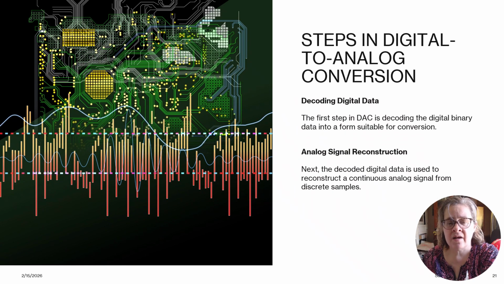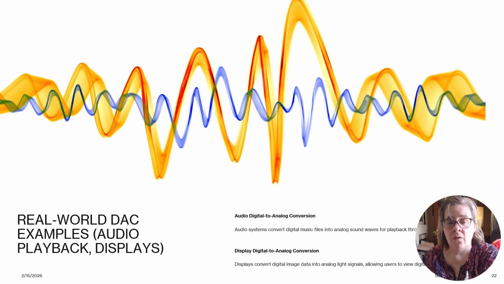The DAC process involves decoding digital data followed by reconstructing a continuous analog signal from discrete values. Audio systems convert digital music files into sound waves, and displays render digital images as analog light signals for viewing.